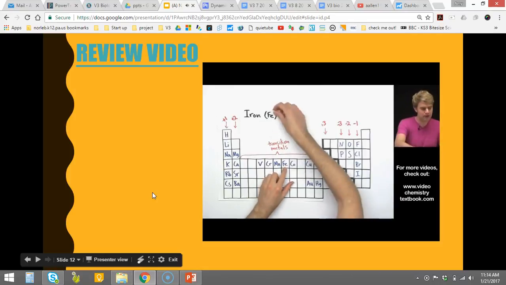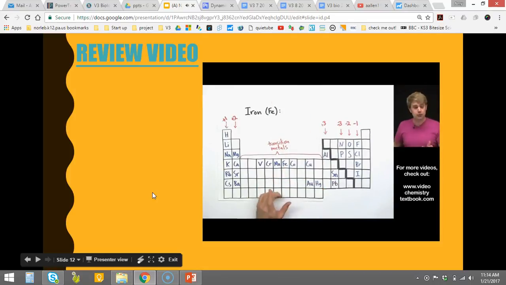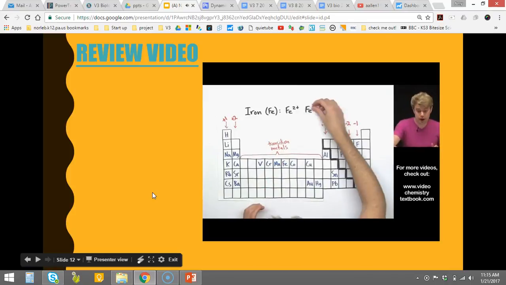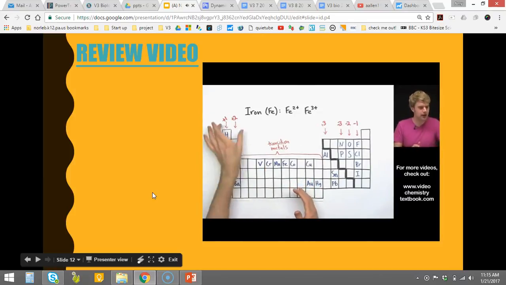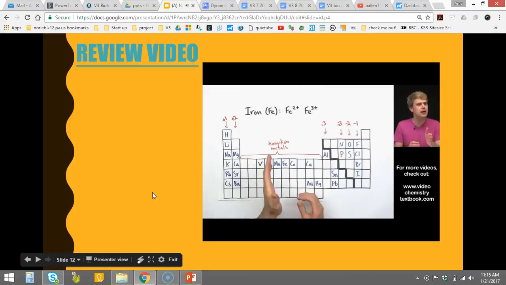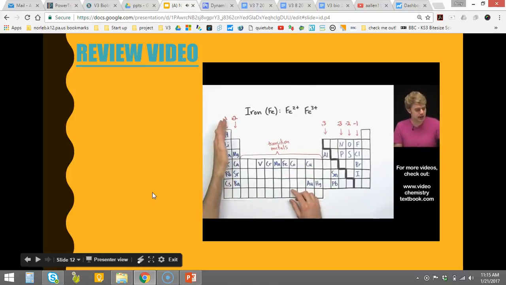So iron, Fe, for example, is able to make an Fe2+ ion, but it's also able to make an Fe3+ ion. Okay, this is different from the metals, say, over here, that tend to always make ions with the same charge. Sodium, for example, is in this +1 column here. And so when sodium is in an ionic compound, it always makes an ion with a 1+ charge.